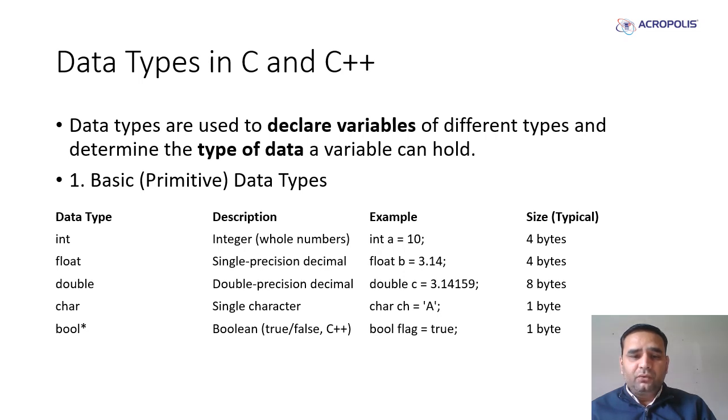Integer is used to hold integer values. Float is used to store single precision decimal values. Double is used to store double precision decimal values. Characters are used to store a single character, and boolean is used for true or false values, which are used in decision making.